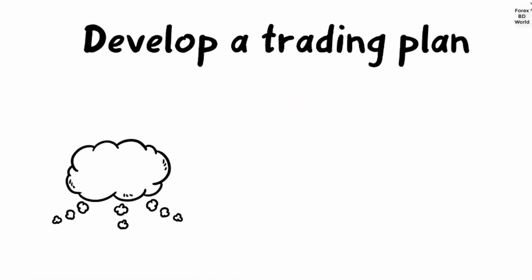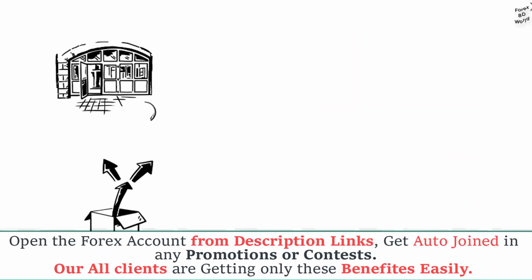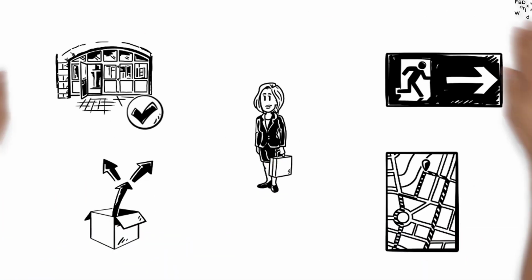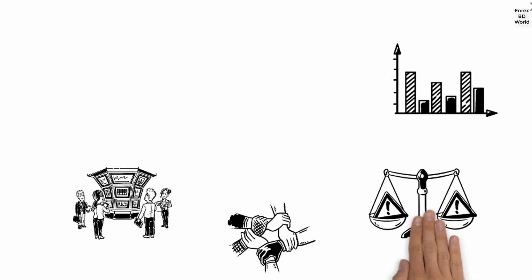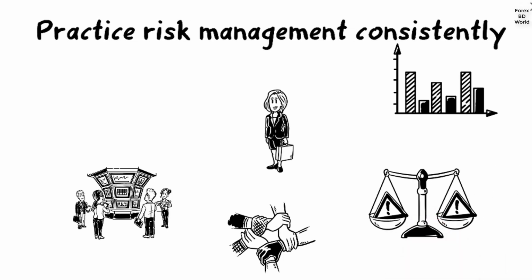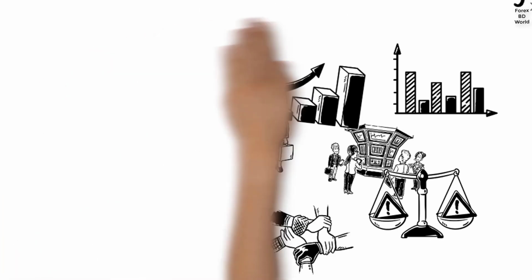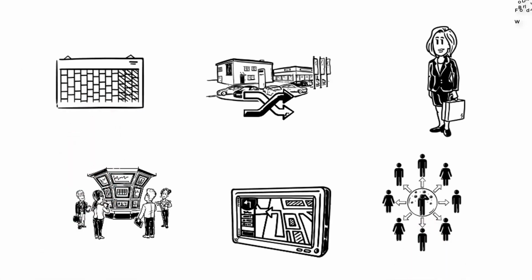Develop a trading plan. A well thought out trading plan is essential for managing risk. It should include clear entry and exit points, position sizing, and risk management rules. Traders should avoid putting all their eggs in one basket and diversify their portfolios. Practice risk management consistently. Consistent risk management is essential for long-term success in Forex trading. Traders should stick to their trading plans, follow their risk management rules, and avoid emotional trading decisions.